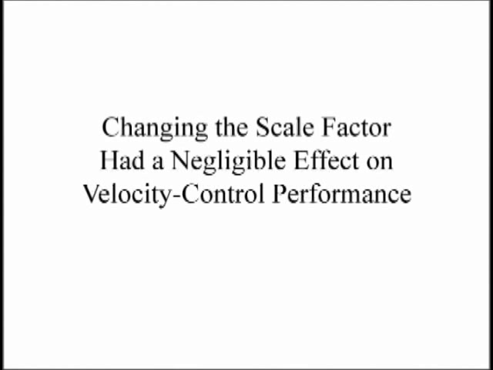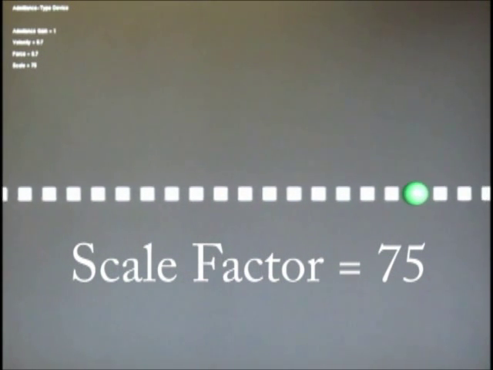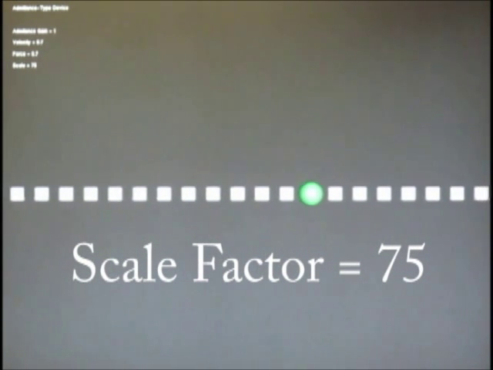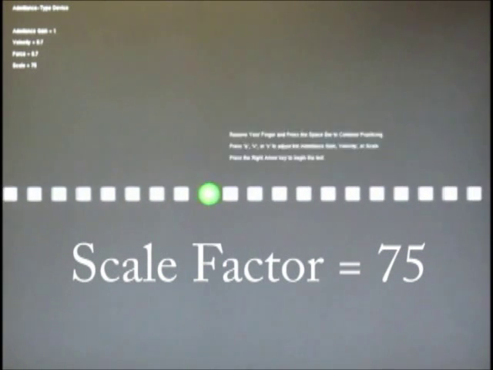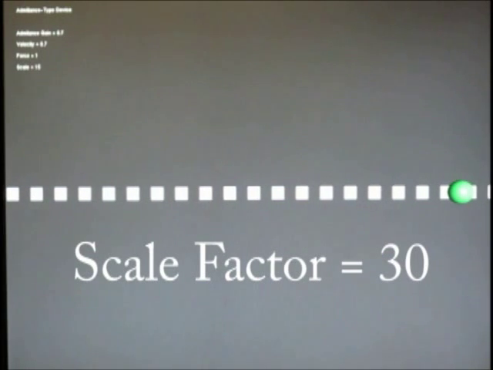This study showed that changing the visual velocity scale factor only had an effect on velocity control performance for very slow velocities. When the desired velocity and the target force are within their respective optimal ranges, velocity control performance was unaffected by the scale factor.